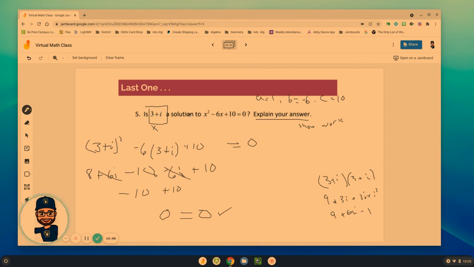And so we can plug that in for the x's and use our substitution methods in simplifying. Or you could go into the quadratic formula and simplify.